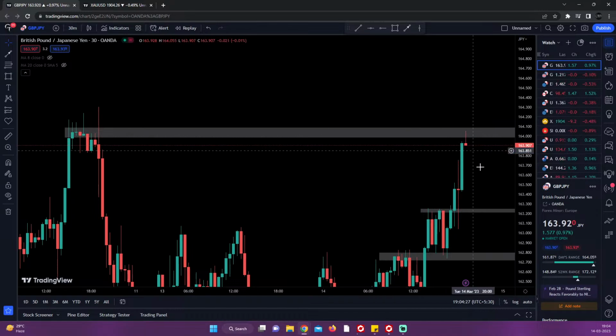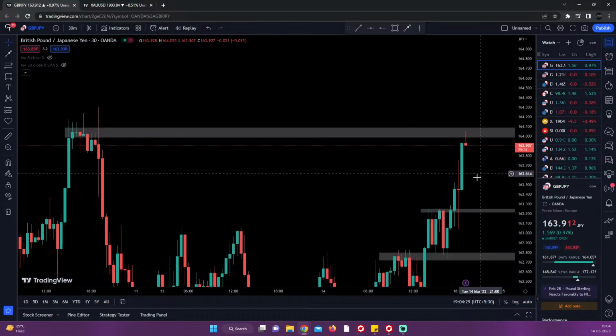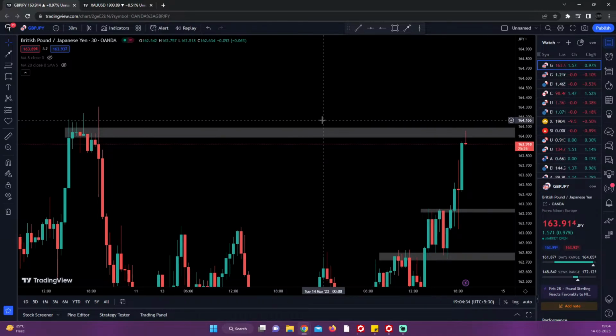So it might reject, create a low, like create a support, and then it can go up. But right now I'm just staying far away from taking a trade.